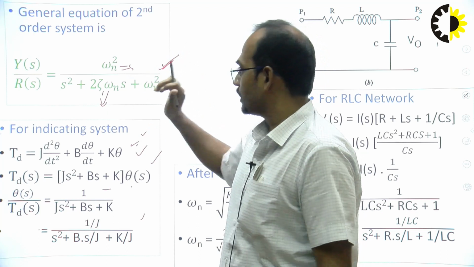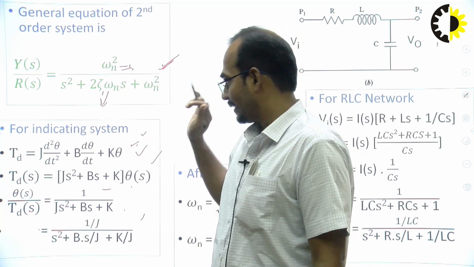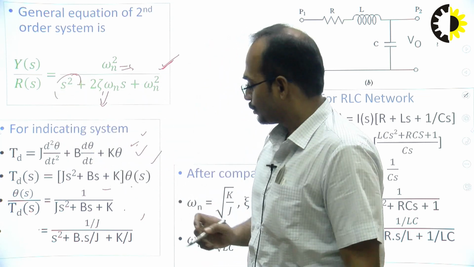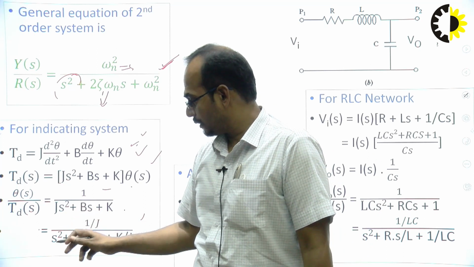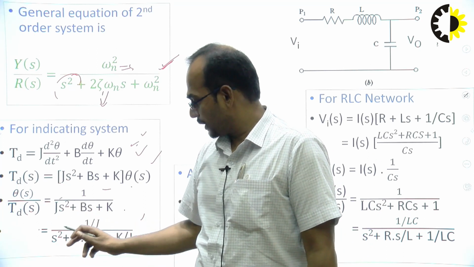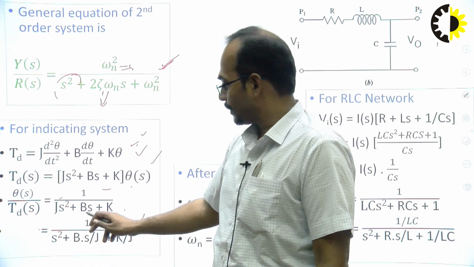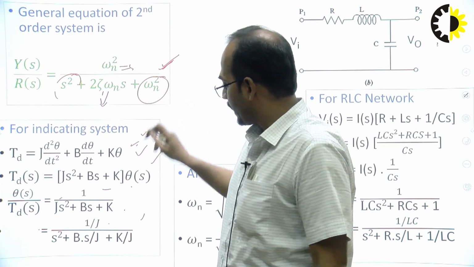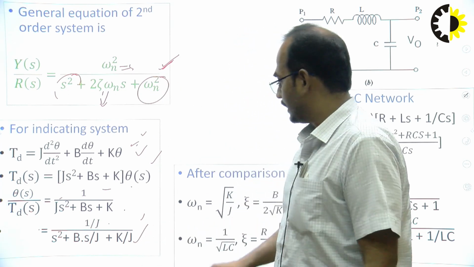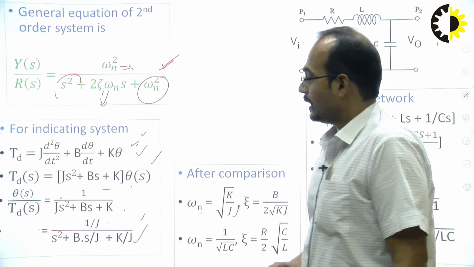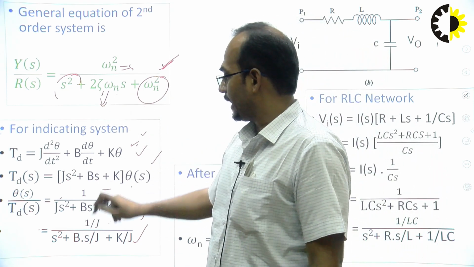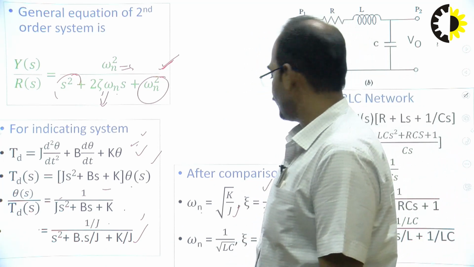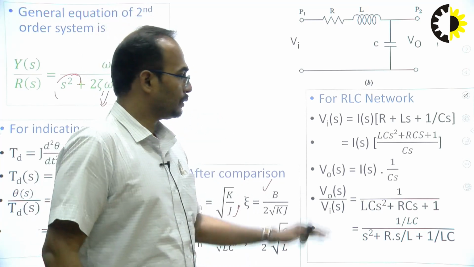Now, we have to convert this equation into this form. For that, we have to make the coefficient of s square 1. For making this coefficient of s square 1, we will take J common. So this will become 1 by J, over s square plus B s by J plus k by J. Now we will compare omega n square with k by J. So I will get omega n is equal to under root k by J, and by comparing 2 zeta omega n is equal to B by J, I will get zeta is equal to B by 2 under root kJ.